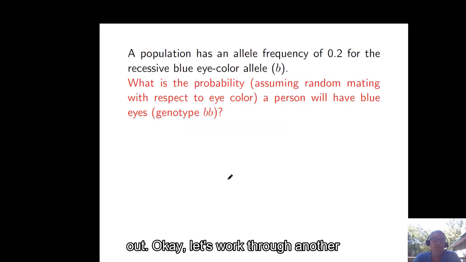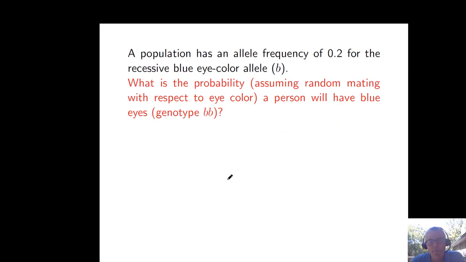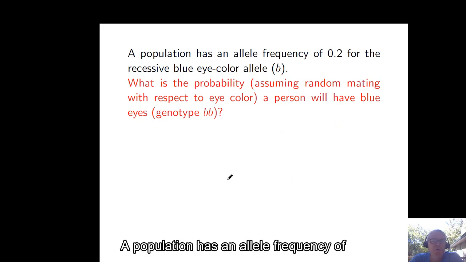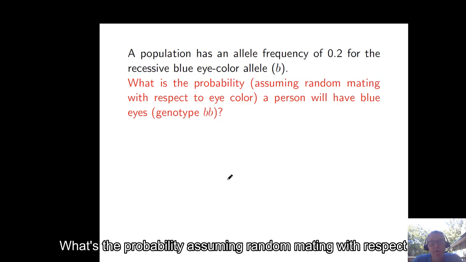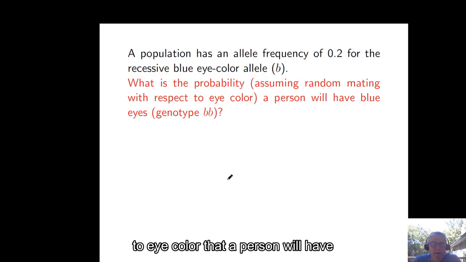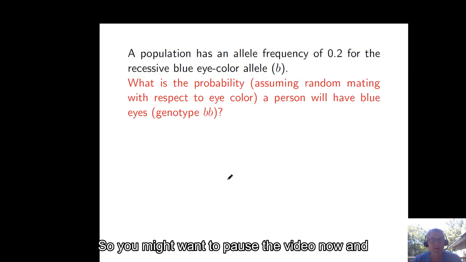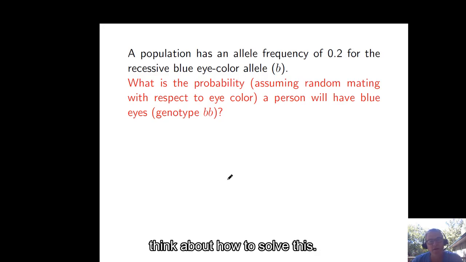Okay, let's work through another example. A population has an allele frequency of 0.2 for the recessive blue eye color allele. We'll note that with a little b. What's the probability, assuming random mating with respect to eye color, that a person will have blue eyes? So the genotype is little b, little b. So you might want to pause the video now and think about how to solve this.